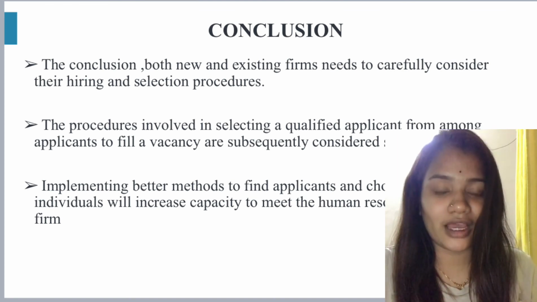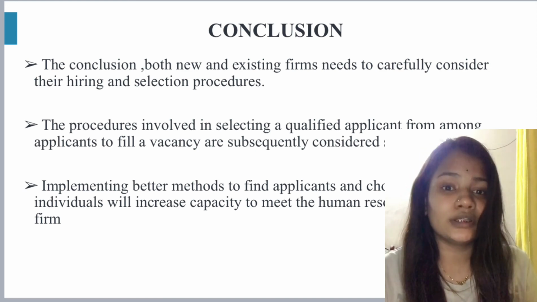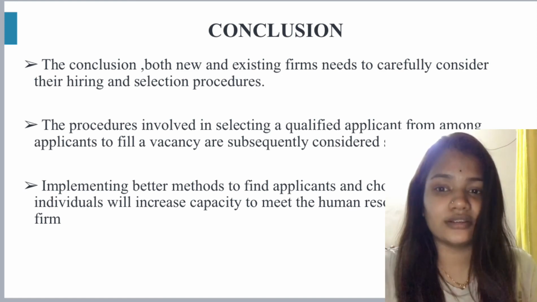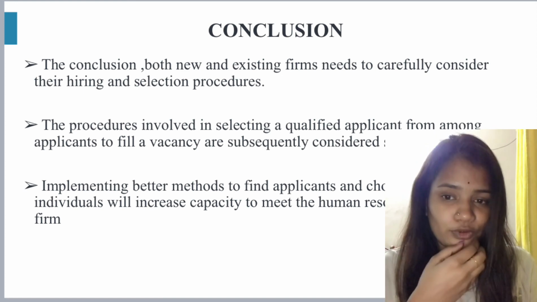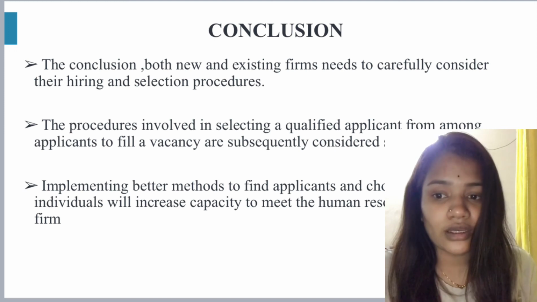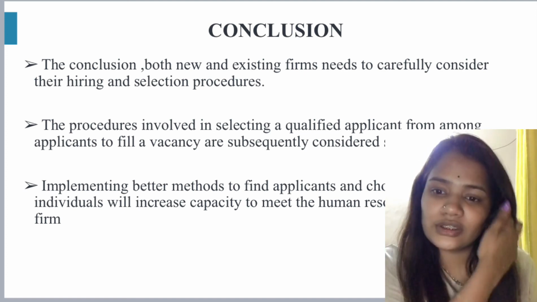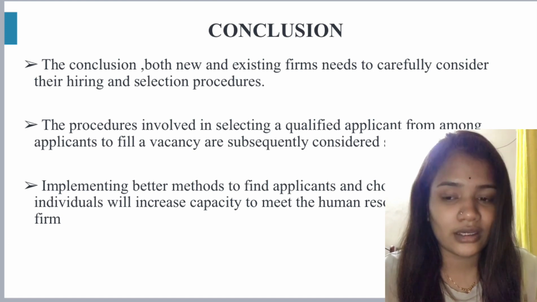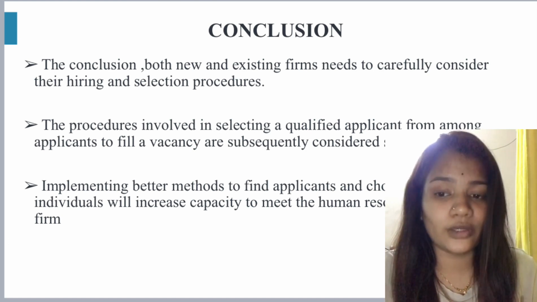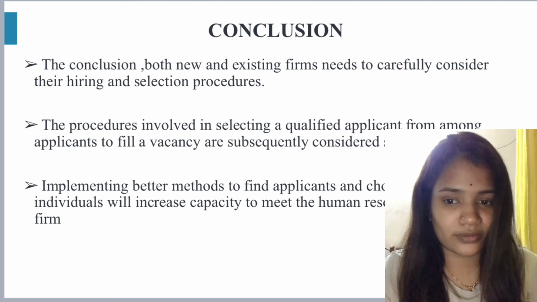Hi, my name is Kirtana. I'm talking about the conclusion. Both new and existing firms need to carefully consider their hiring and selection procedures up until the point that application forms for the position have arrived at the organization. Recruitment is the process of determining that the business needs to employ someone. Additionally, a company's hiring and selection procedures are the most effective way to success in the commercial sector.